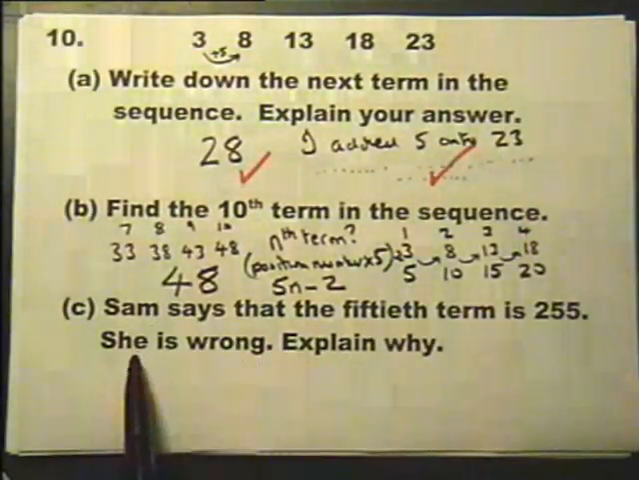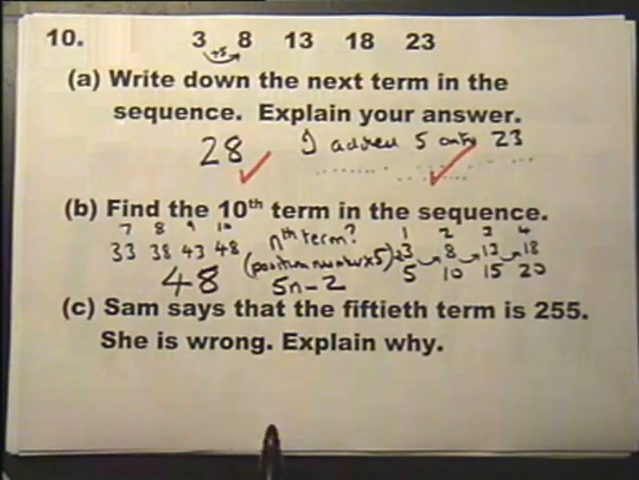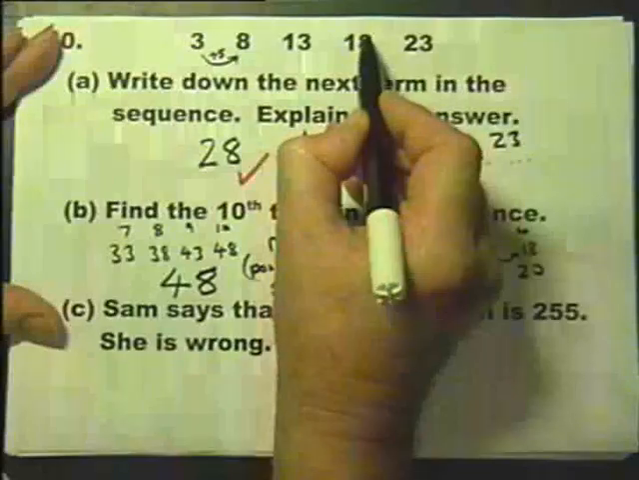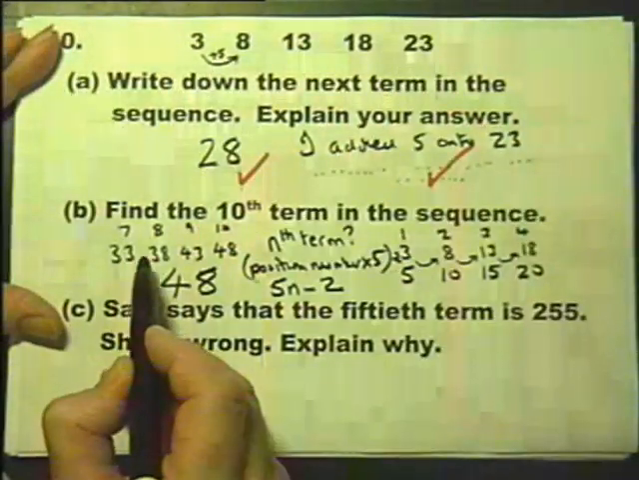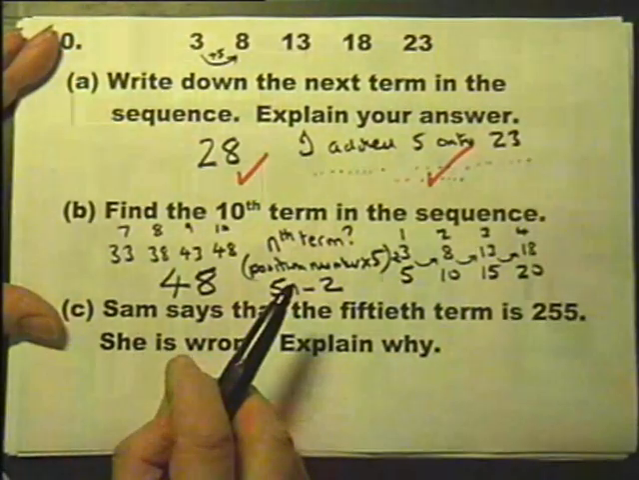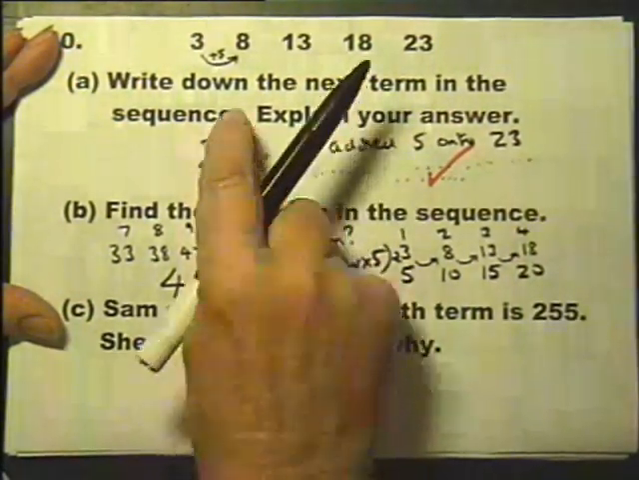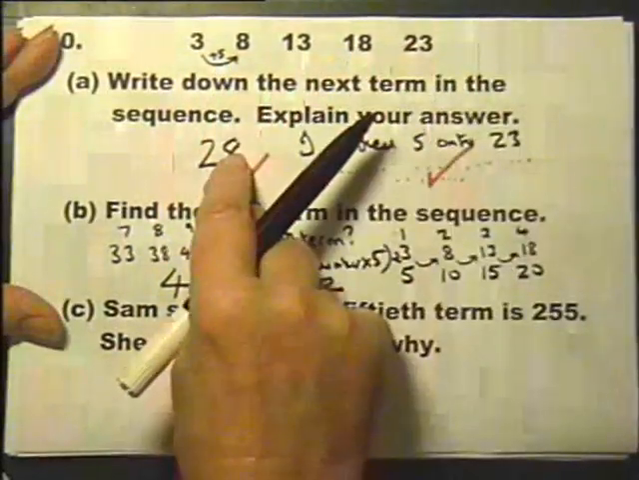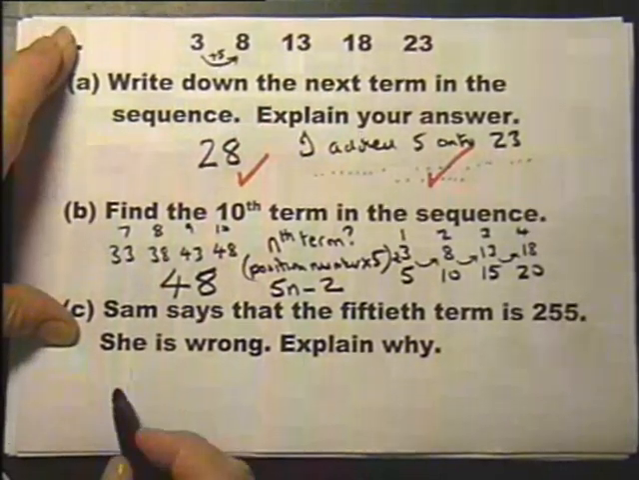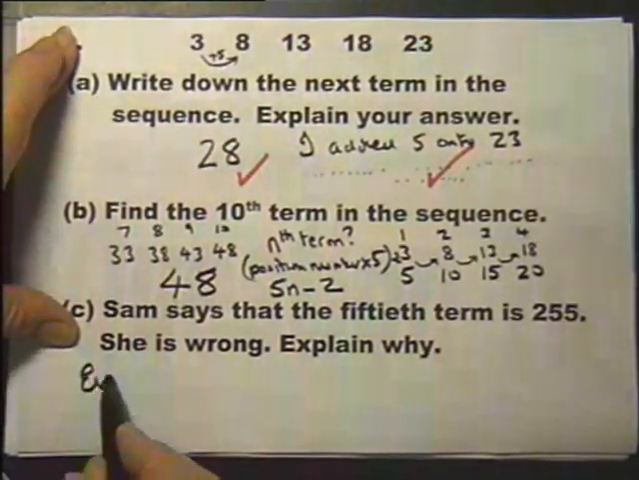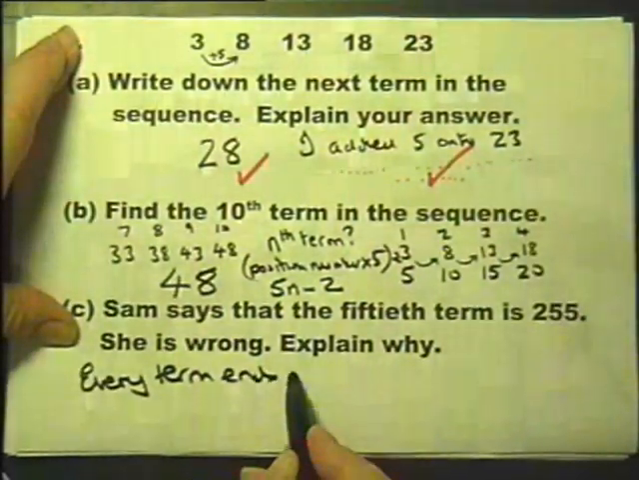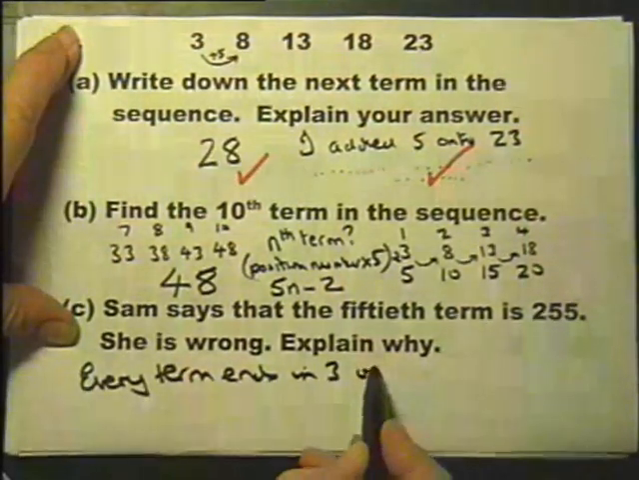Or, because we're told she's wrong, I might possibly spot that this goes 3, 8, 3, 8, 3, 8, 3, 8 all the way along. That's what I should have done there. 3, 8, 3, 8, 3, 8, 3, 8, 3, 8. So every term ends in a 3 or an 8. Every term ends in 3 or 8.